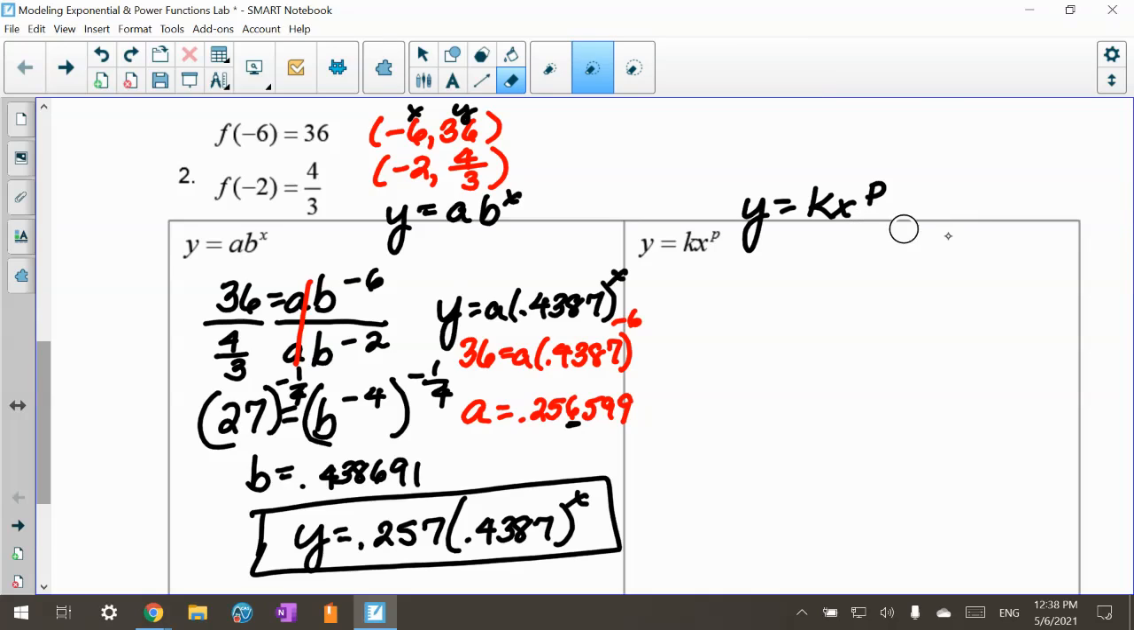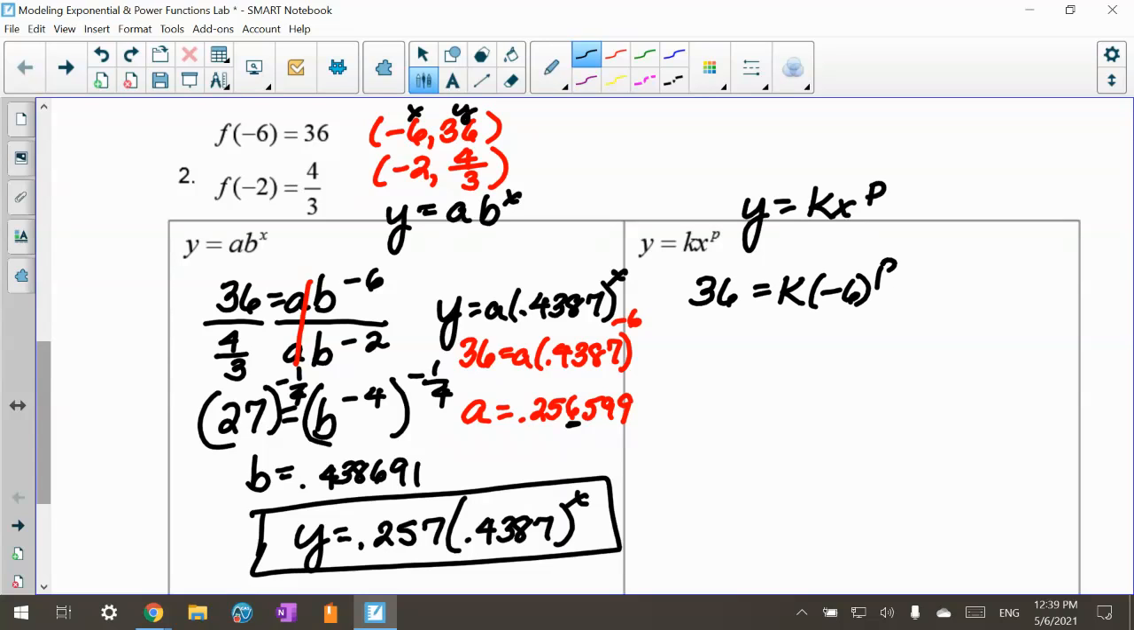So there is my exponential model of those 2 points. Now we're going to do a power function model, and remember y equals kx to the p, so my variable x is down low. We're going to do almost very similar, it's not the same, but very similar. So I'm going to do 36 equals k. Now my x is down low, so the negative 6 is going to be here raised to the power p. Divide. Now I'm going to do 4/3 here equals k negative 2 raised to the p. The k's will now cancel out. And when I do 36 divided by 4/3, I get the same thing. I get 27 equals. Now remember, the powers are the same, so I can just divide these. This comes out to be 3 raised to the p.